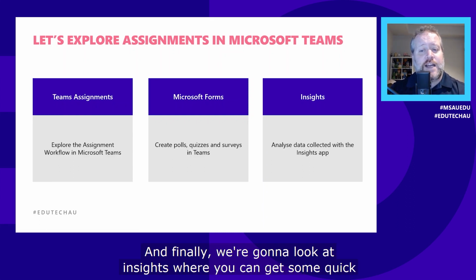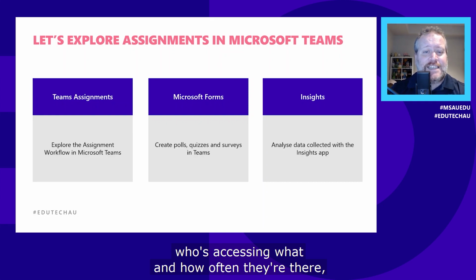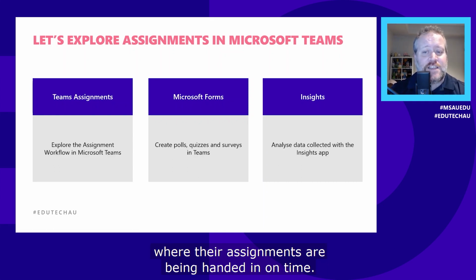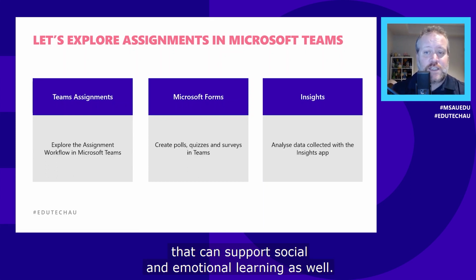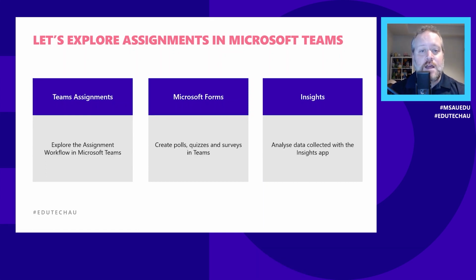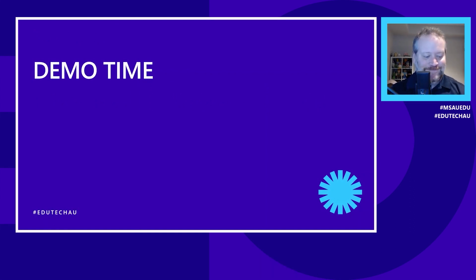You can, for example, add a tab with a collaborative form that students might be creating themselves. You can also add a quick poll within a conversation. And finally, we're going to look at insights, where you can get some quick information about how your students are behaving inside your team, who's accessing what and how often they're there, whether assignments are being handed in on time. And we'll also have a look at the new Reflect app and how that can support social and emotional learning as well. So without further ado, let's go straight into Teams and explore assignments.